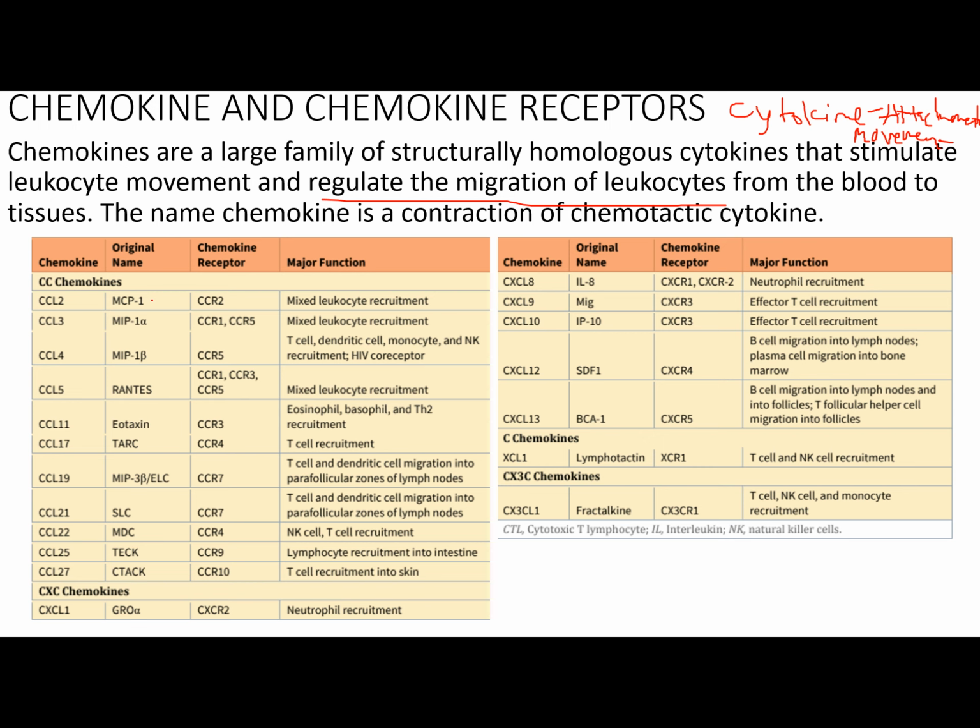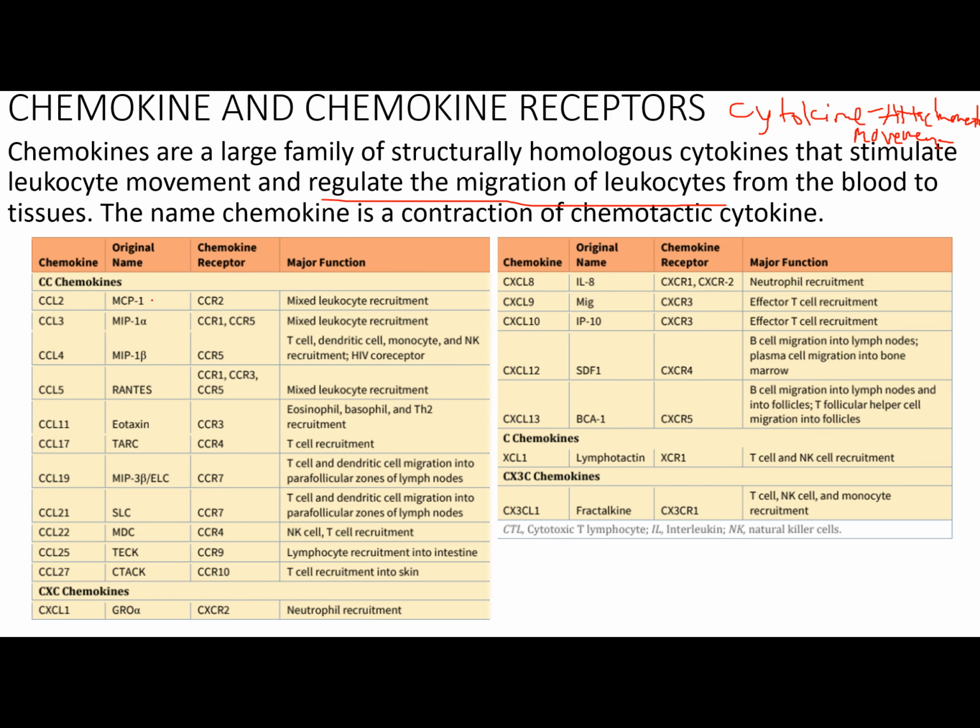Then we have your CCL5. Ang original name niya is RANTES. Its chemokine receptors are your CCR1, CCR3, and CCR5. It is responsible for mixed leukocyte recruitment. Then we have your CCL11, also known as eotaxin. Ang receptor niya is CCR3, responsible for eosinophil, basophil, and T helper 2 recruitment.